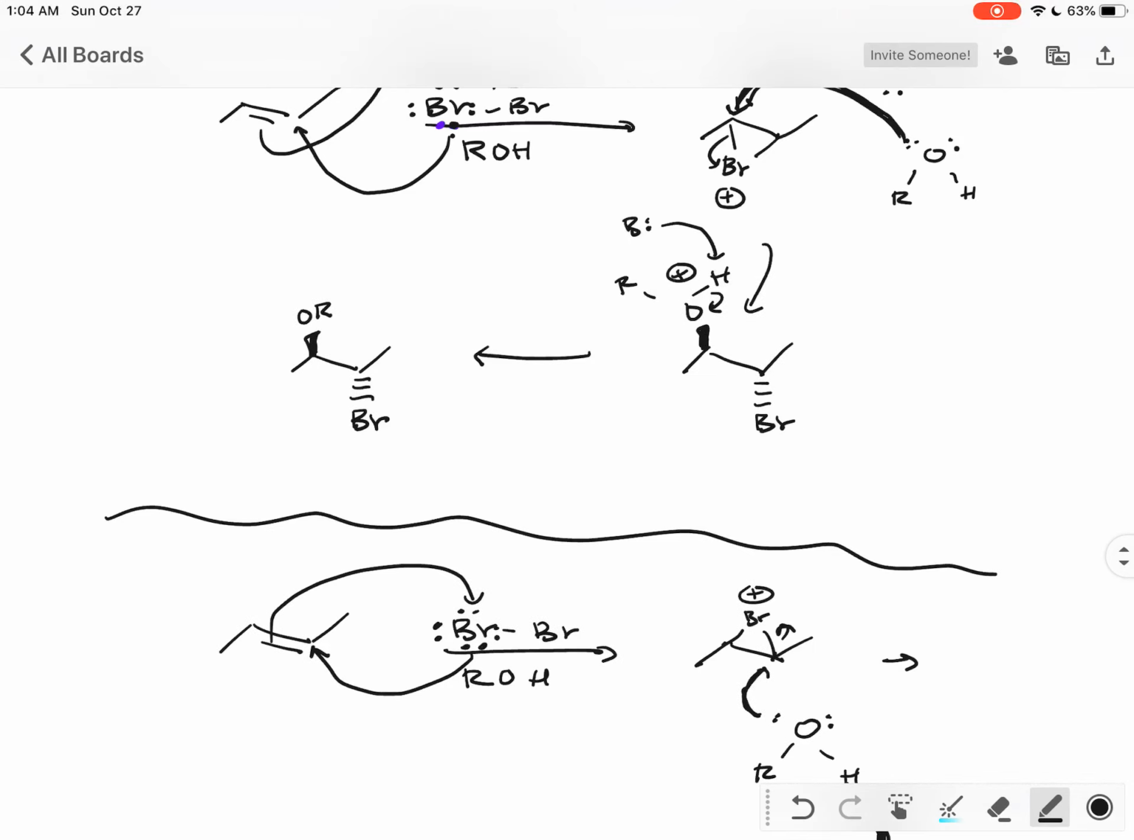And I hope that as you're going along, you're trying to develop different strategies to not just memorize whether it has syn or anti-stereochem. You're really trying to understand why it does. And looking at this 3-carbon intermediate is a great way to do that.